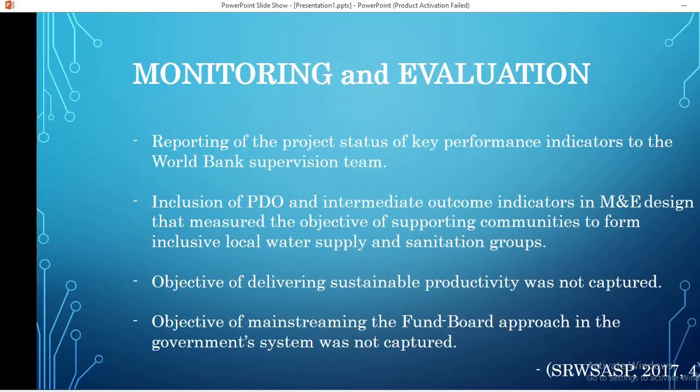Now, I'd like to talk about the monitoring and evaluation of the project. So, reporting of the project status of key performance indicators to the World Bank supervision team was done. Inclusion of intermediate outcome indicators in monitoring and evaluation design measured the objective of supporting communities to form inclusive local water supply and sanitation groups. The objective of delivering sustainable productivity was not captured. In the same way, the objective of mainstreaming the fund board approach in the government system was also not captured.